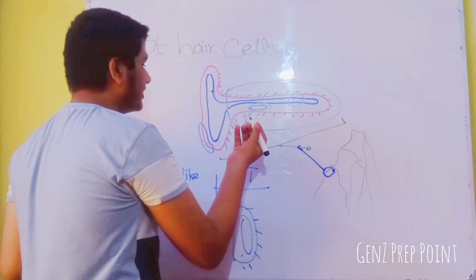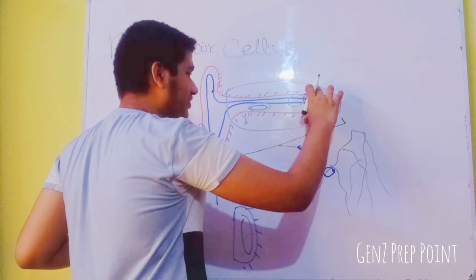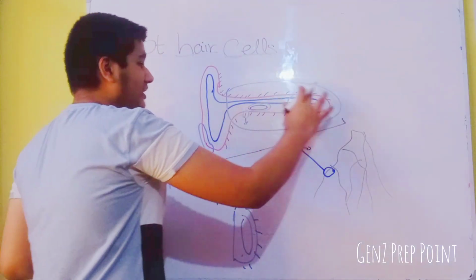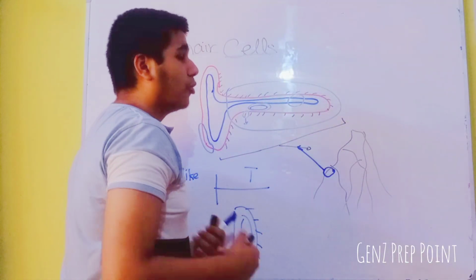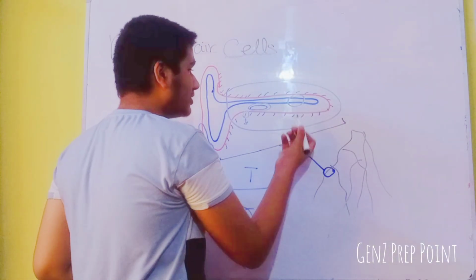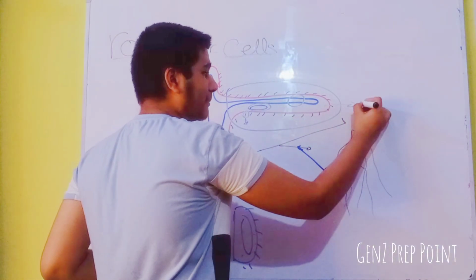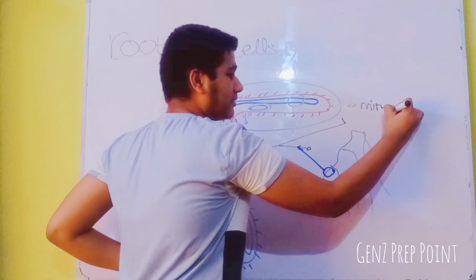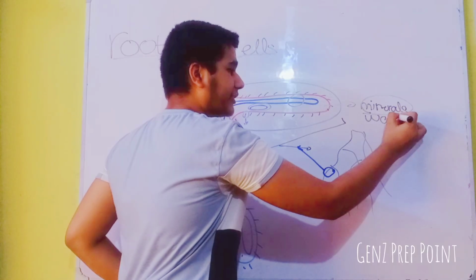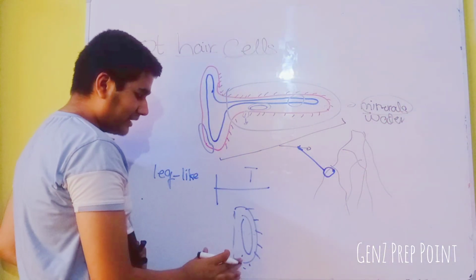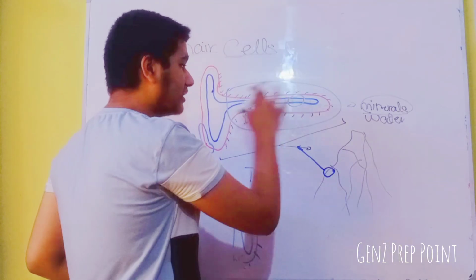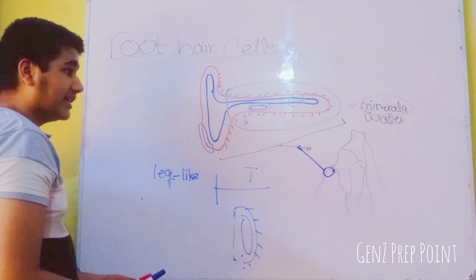So what do we understand? This is a leg-like extension. The shape of a root hair cell is a T. The extension provides more surface area and more contact points with the soil, so the cell, and so the root, can absorb more minerals and more water. This is a small root hair cell. Which cell will absorb more? Of course this one, because it has higher surface area.